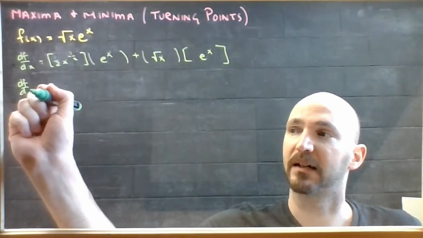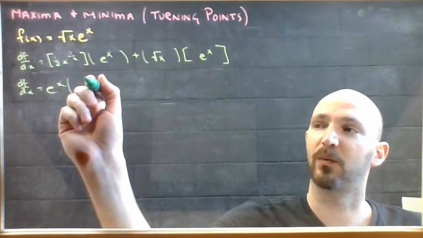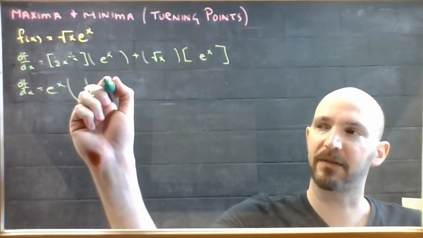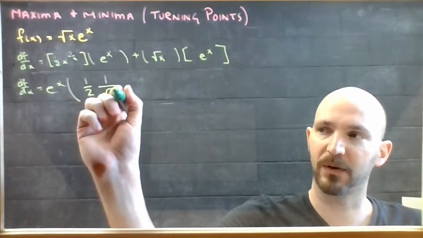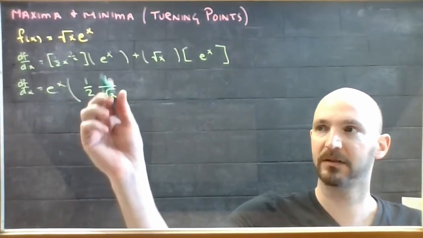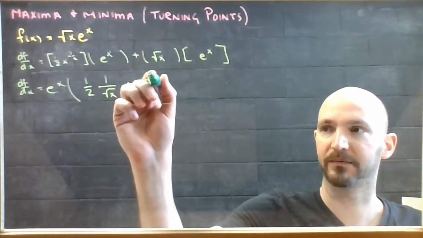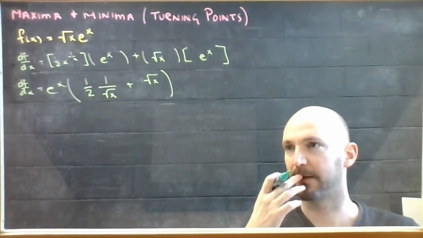df by dx equals e to the x. What that leaves here is 1/2. And then x to the negative half, it's 1 over, because it's negative, square root x, because it's 1/2, plus this radical here. Okay.